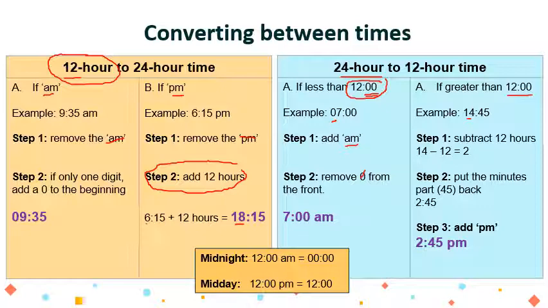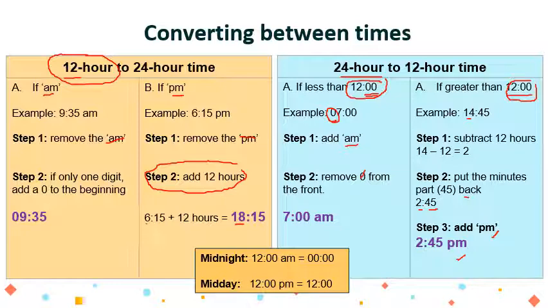Minutes are completely unaffected. We're just worrying about the hours. So we subtract 12 from 14, it gets 2. We put the minutes part back, so it's 2:45. And because it's larger than 1200 hours, it's going to be in the afternoon or the evening. So we add the PM. So it becomes 2:45 PM. So if you've got 12-hour time, you absolutely have to have the AM or PM. And with 24-hour time, you don't need to have that, but you do need to have a 0 where it's a single digit like this.